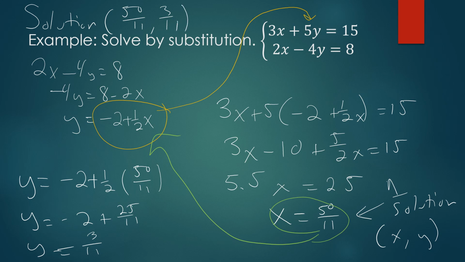Because of the solution of 50 11ths, 3 11ths, what we have is a consistent and independent system. Please note that you can still solve this with graphing. We would still find that the solution, where the two lines intersect, would be this ordered pair.